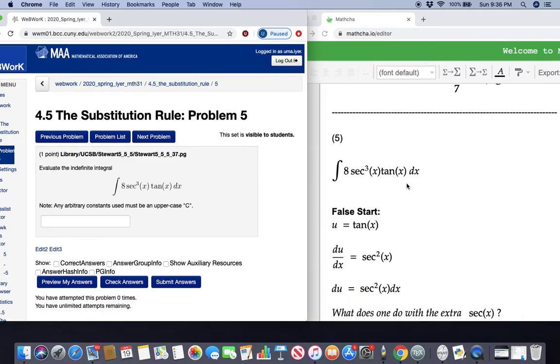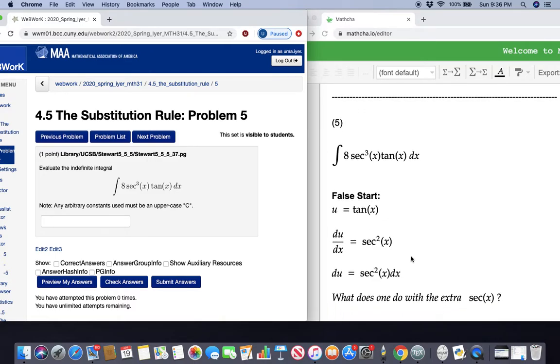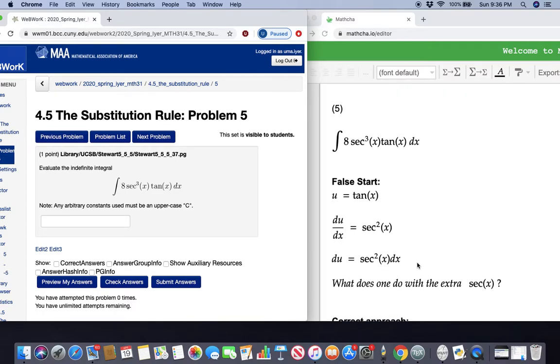Okay. Suppose I take u equals tan x. Then du/dx is secant squared. That looks promising, right? You've taken care of tan. You also found secant squared. But notice this is secant cubed. In other words, there is an extra secant x. And so this doesn't resolve into a doable problem.